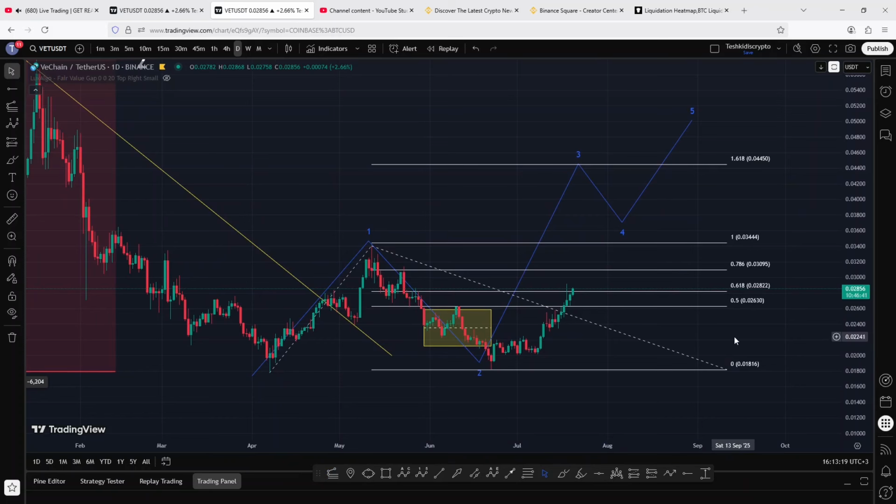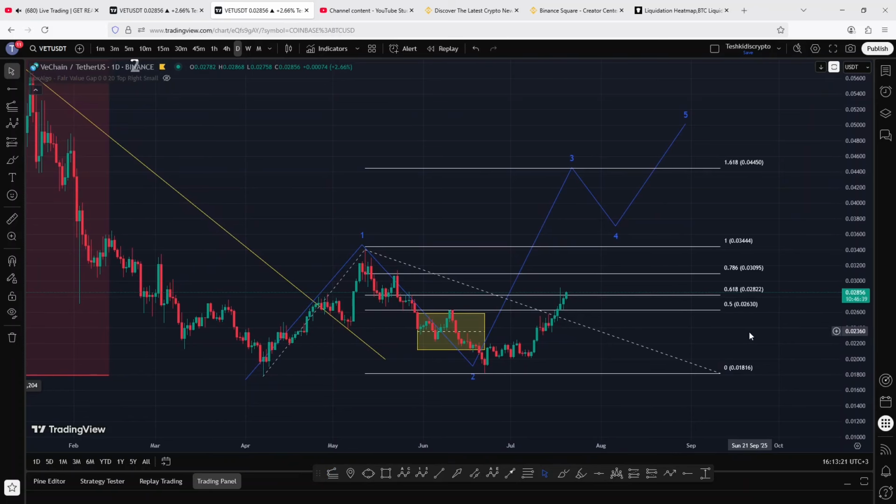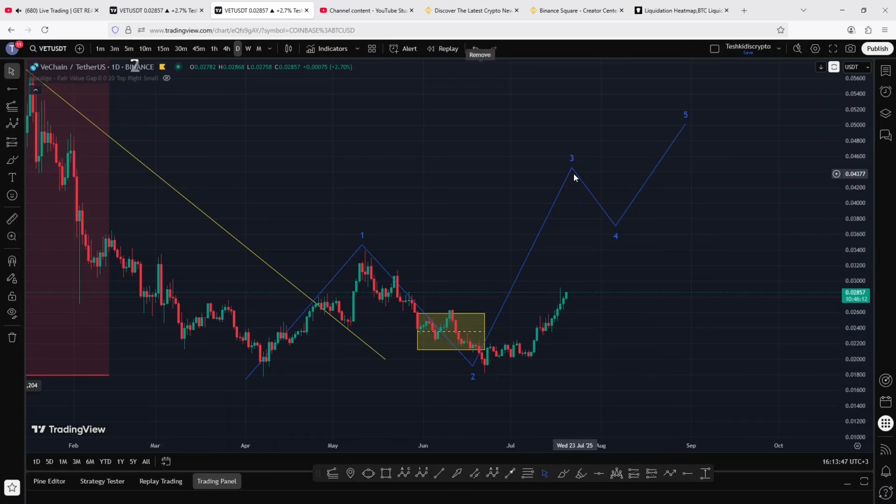And in so doing, the area that I am paying attention to as my next target area to the upside lies on the Fib level 1.618, and that lies above the 0.0445 as my next impulsive target area. And the moment that target area is hit, then we should expect a bit of a pullback in the formation of this wave 4 before we can continue pushing even higher in the formation of that wave 5 to the upper side.